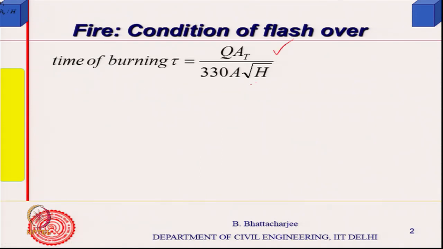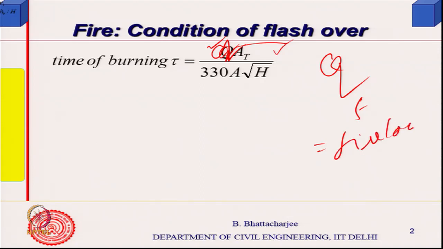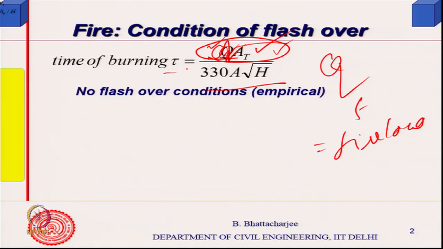if you know the total area of the room, and this is the fire load, I should have used small q actually. That small q is the fire load per unit area, multiplied by, let us say, the total floor area. So this essentially is the total quantity of fire load in the room, divided by this, which will give the time of burning that I have already told you. So, tau, the time of burning, one can calculate based on this formula.